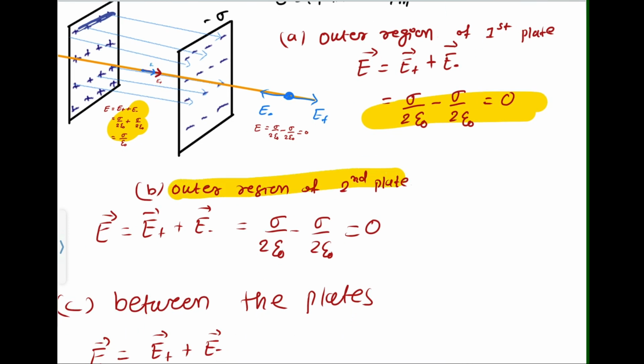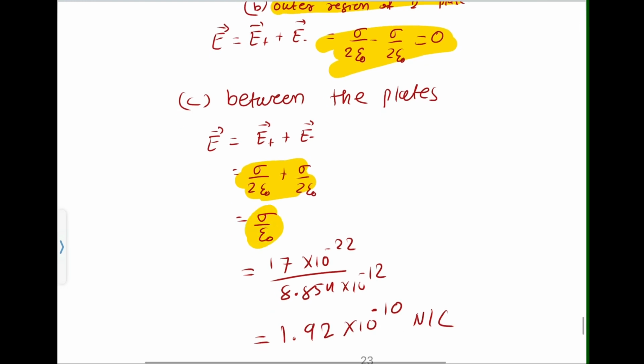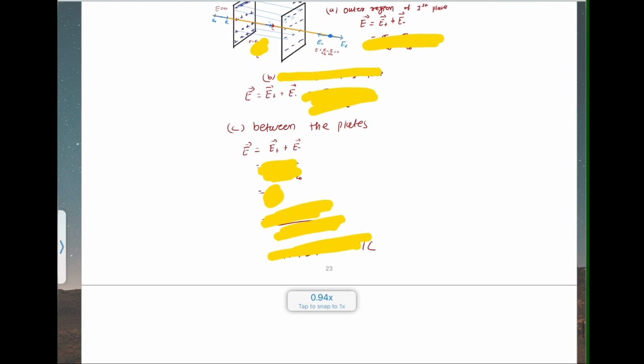Similarly, in the outer region of the second plate, again it is 0, which we have already discussed, and between the plates it is sigma by 2 epsilon naught plus sigma by 2 epsilon naught. It is sigma by epsilon naught. Sigma is given as 17 into 10 raised to minus 22. Epsilon naught, we know this value. If you solve this, you will get 1.92 into 10 raised to minus 10 newton per coulomb.